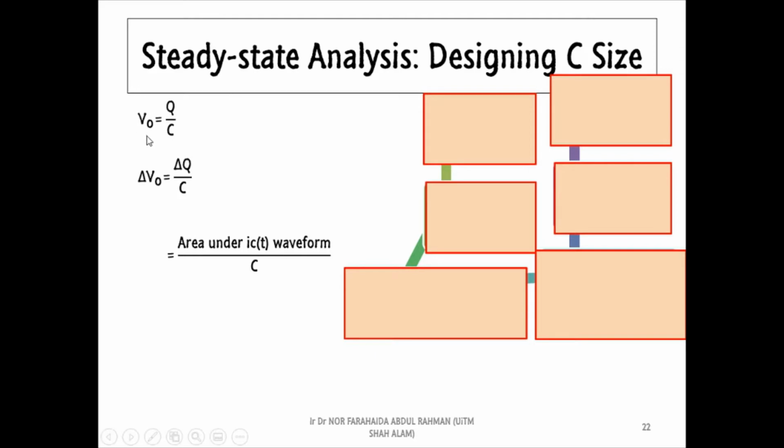According to these equations, the output voltage is equal to the charge stored by the capacitor divided by the capacitance value. Eventually, the change of the output voltage is equal to the change of the charge divided by the capacitance value. In the operation of the converters, the change of the charge is equal to the area under the instantaneous capacitor current waveform.